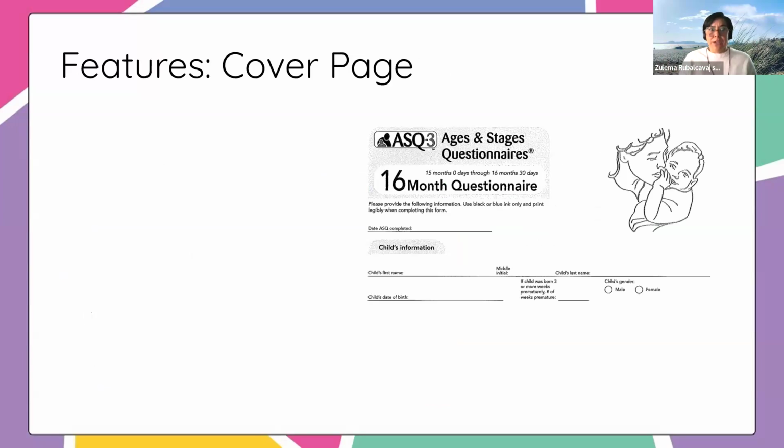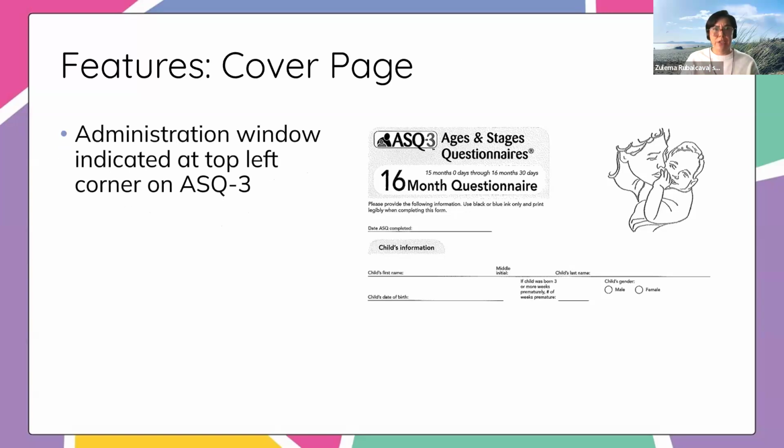Okay. So now let's get into the actual questionnaire, which, the first thing you see is this cover page. In this cover page, there's two main features that I want to highlight that are going to make it easier for you to implement this with your families. The first one is that administration window that I mentioned, right? So this administration window, which you can find in that little top left corner of the questionnaire, it tells you exactly who this questionnaire is intended for, right?